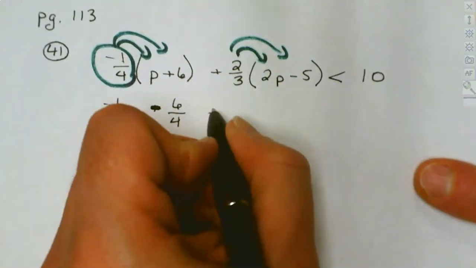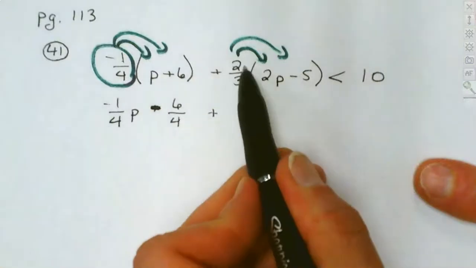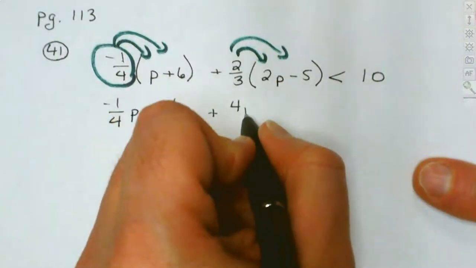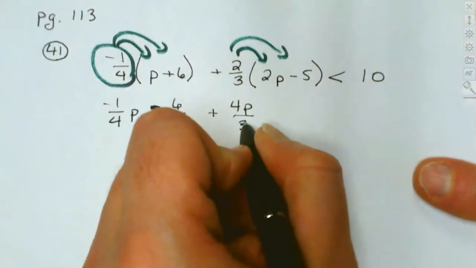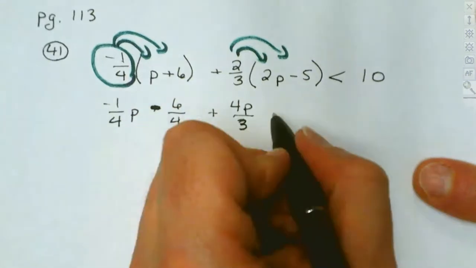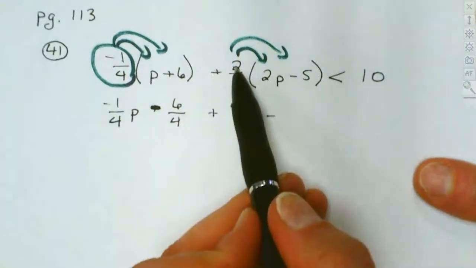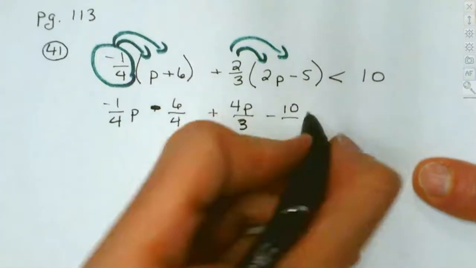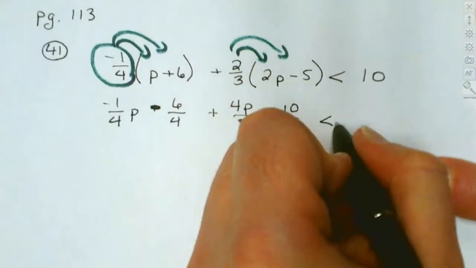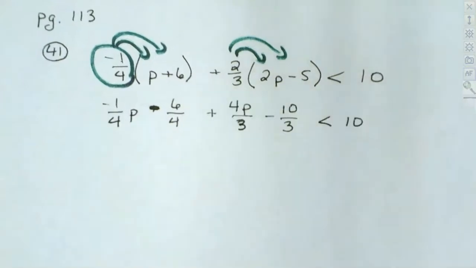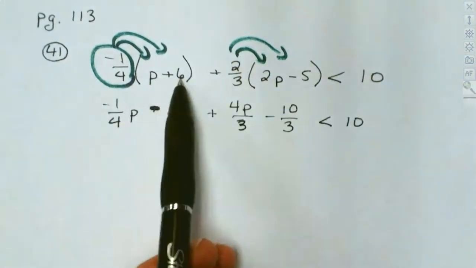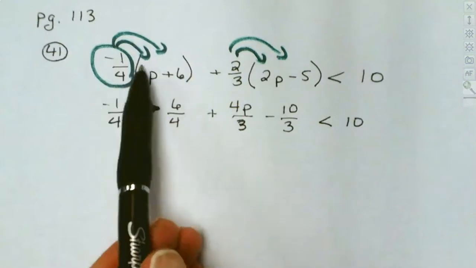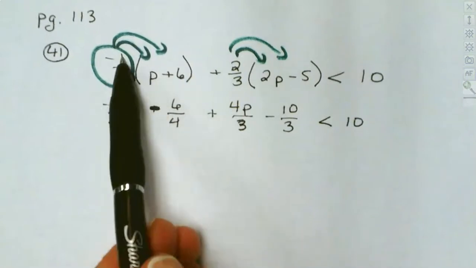What about the next one? 2 times 2 makes it a 4, p over 3. And then what do we have here? 2 times a negative 5. Well, that's a negative 10 over 3. So we just distributed through. Remember, these are always over 1. So all you do is multiply by the numerator.